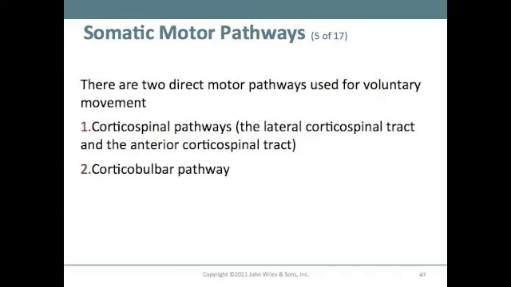Furthermore, nerve impulses for voluntary movements propagate from the primary motor cortex to the lower motor neurons via the direct motor pathways. There are 2 direct motor pathways used for voluntary movement. One is the corticospinal pathway, and the other is the corticobulbar pathway. The corticospinal pathway conducts nerve impulses for the control of muscles of the limbs and the trunk. The corticobulbar pathway conducts nerve impulses for the control of skeletal muscles in the head.